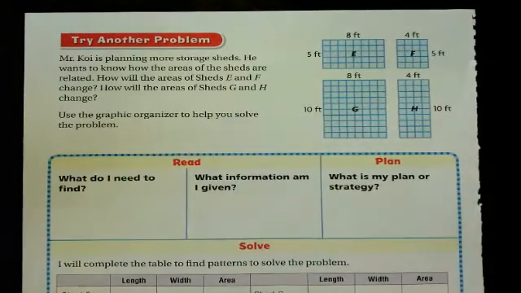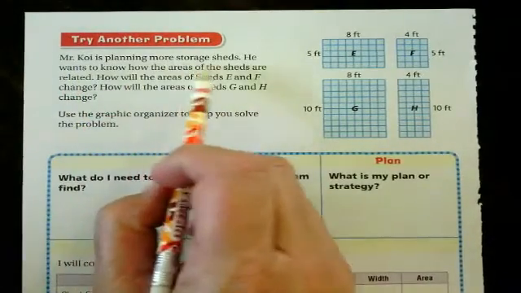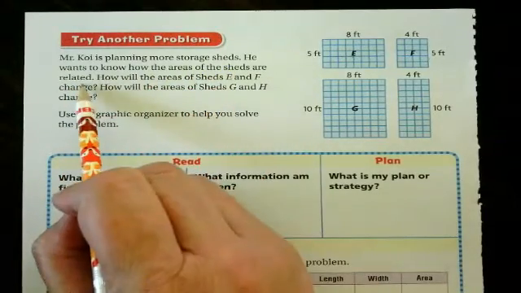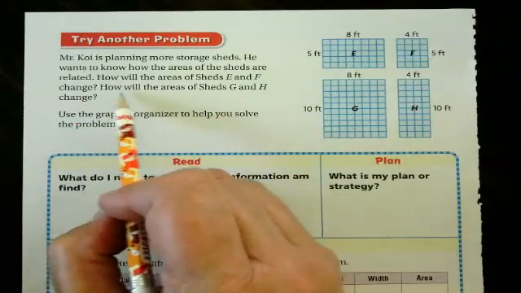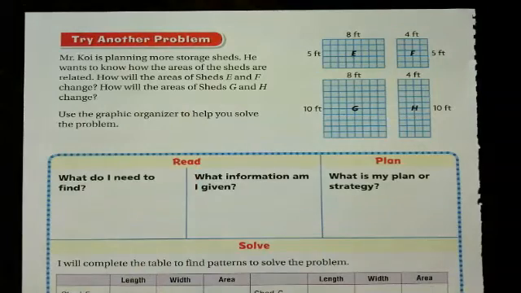So, let's make a prediction. Actually, let's read our question, and then we're going to make a prediction. It says, Mr. Coy is planning more sheds. He wants to know how the areas of the sheds are related. How will the areas of sheds E and F change? How will the areas of sheds G and H change? Use the graphic organizer to help you solve the problem.